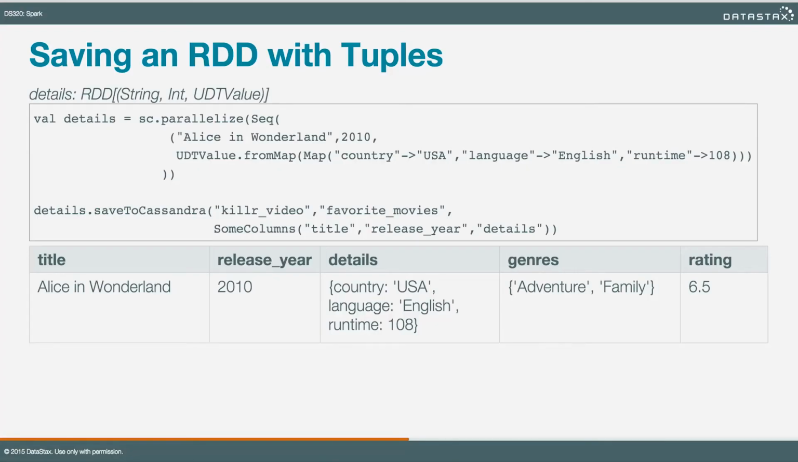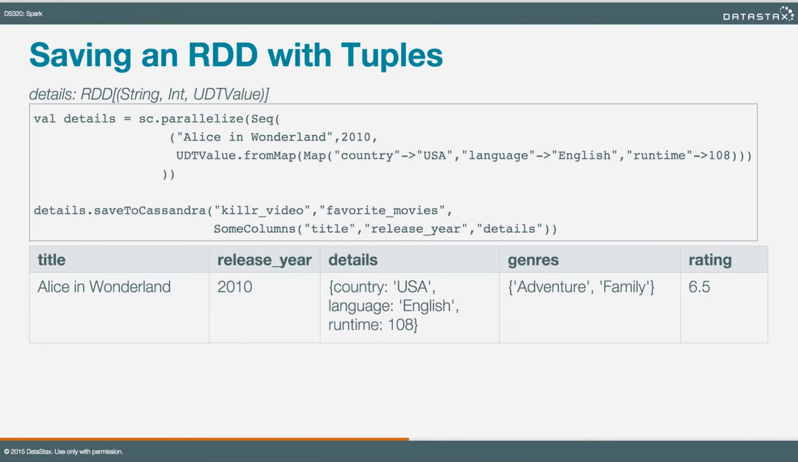Finally, with tuples, we'll do the same thing here, where I'll create sort of in a literal a new RDD from a tuple, and then we'll persist it, just so you can see how the API works with real code. We parallelize a literal sequence that has a single entry. It's Alice in Wonderland, it's from 2010. And finally, we have a value for our user-defined type. That's on that third line that says UDT value from map, and then a map mapping country to USA, language to English, runtime to 108. Those are those three members from the UDT that we defined back at the beginning of the section.